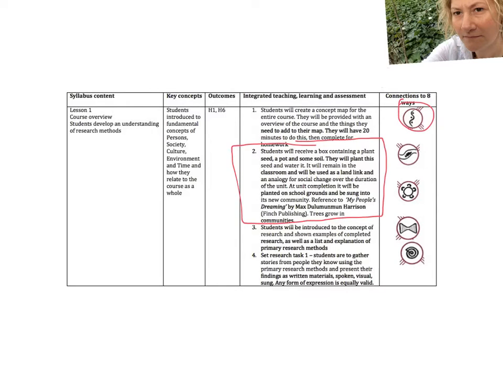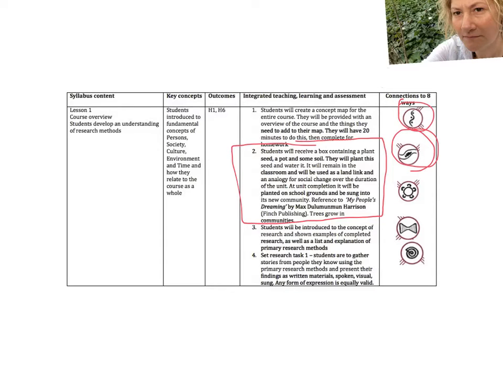Now, the reason for that is these land links. And we'll use this plant as a strong and deep analogy for pretty much the whole of the course. It's going to provide us with the learning map, obviously, which will be on the pot. It's also going to provide us with land links, community links, and symbols and images.